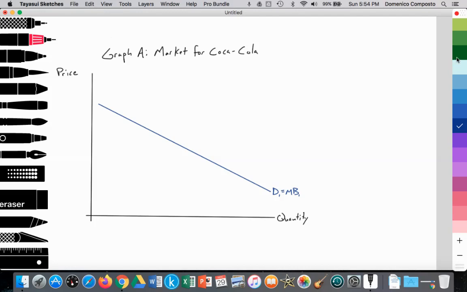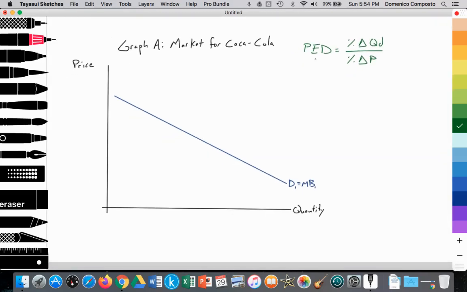So just for a review, you want to remember that PED, price elasticity of demand, is equal to the percent change in quantity demanded of a good divided by its percent change in price. And this is very important because in econ we're constantly measuring percent changes. That percent change is calculated as the final value minus the initial value divided by the initial value times 100.